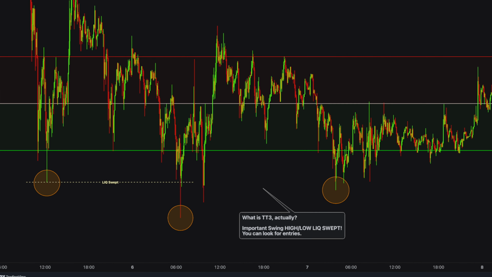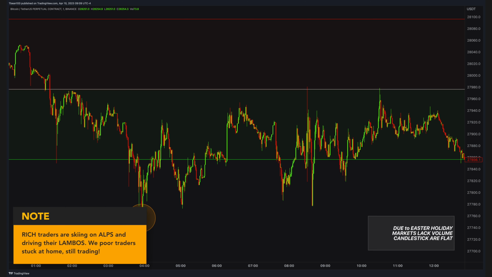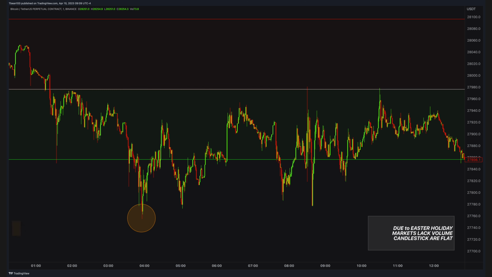We will dive into the 1-minute chart and see. Now, as you can see, candlesticks are really ugly and very flat. It is due to the holiday season, the Easter holiday. Because most traders go out with their Lamborghinis and have fun skiing in the Alps. But poor traders like us sit still and keep trading.